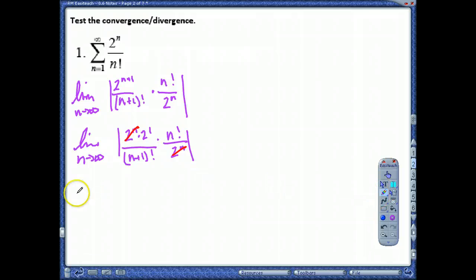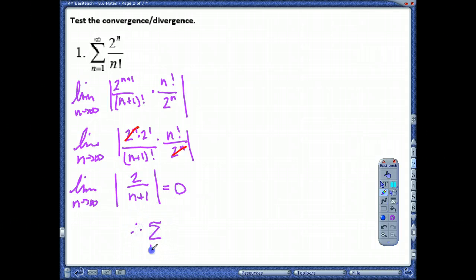And we've got n factorial and n plus 1 factorial. Well, when I look at that factorial, remember you're focused on who's bigger. Well, the guy on the bottom's bigger. And how many terms is he bigger? Well, just that n plus 1. So that's what we're left with. Well, if I put in a really, really big number for n, that's going to go to 0. Okay, that is less than 1, so therefore my series converges.